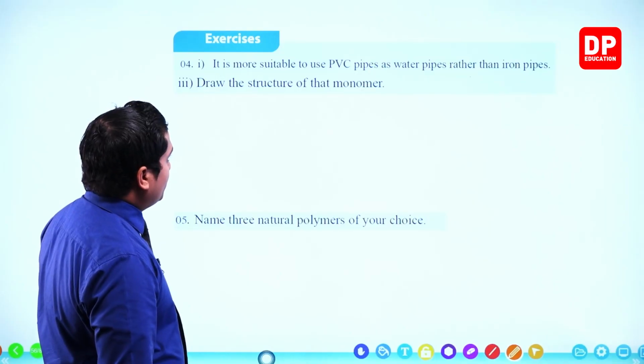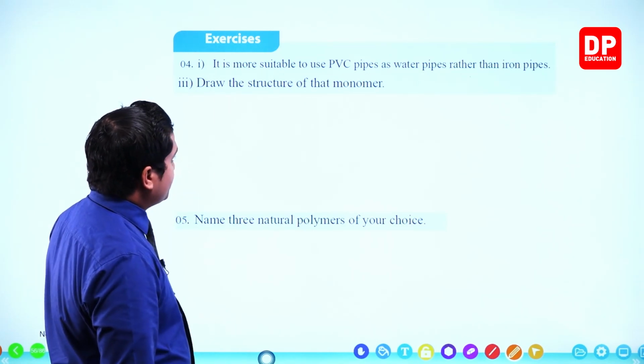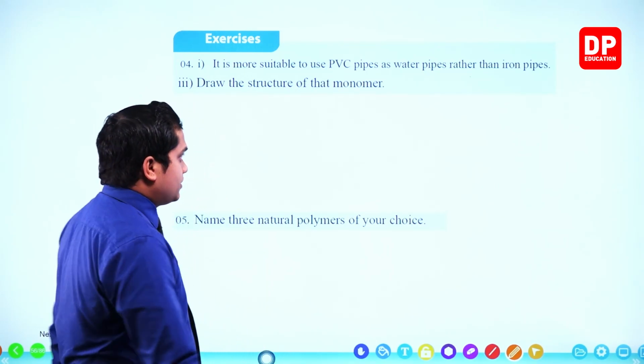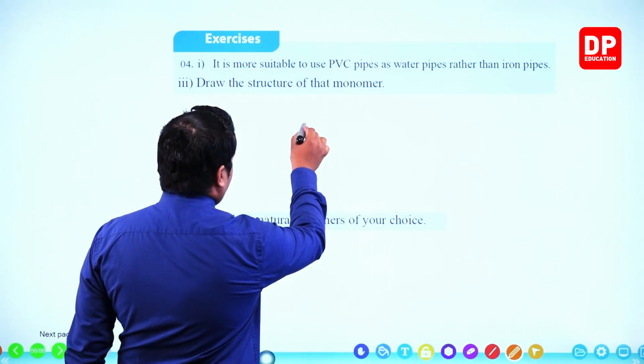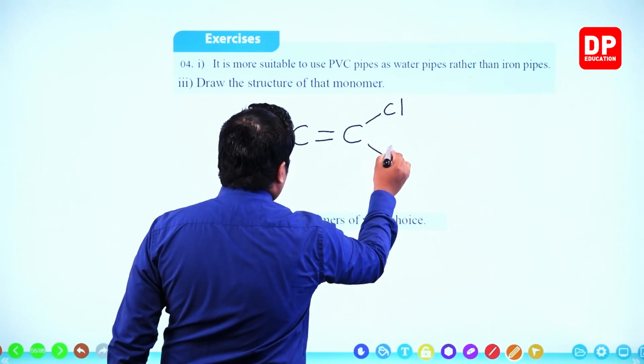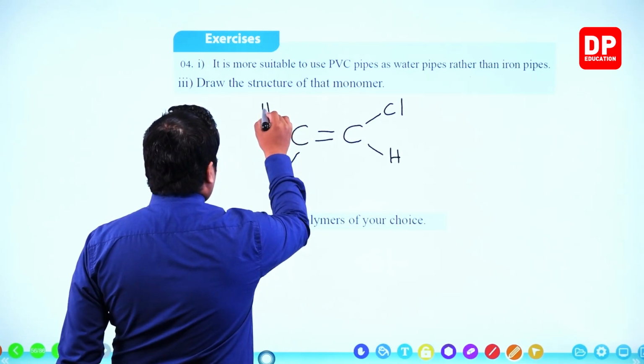It is more suitable to use PVC pipes. So, we did that in the fourth question. Draw the structure of that monomer. So, we have to draw the structure of that monomer. So, here we go. C double bond C, chlorine, then all the others are hydrogen. This is that monomer.